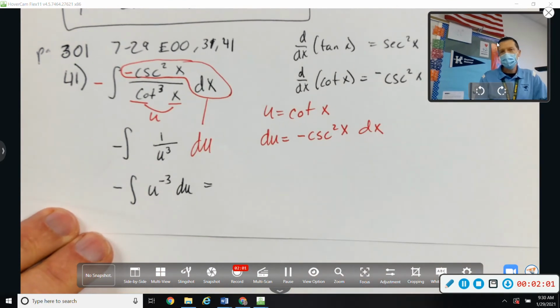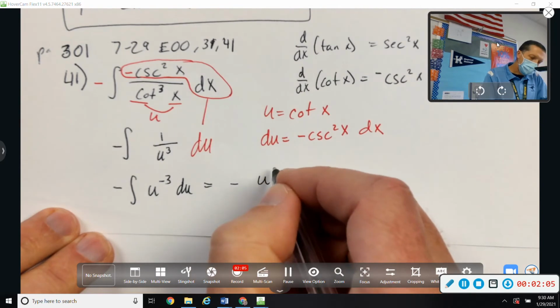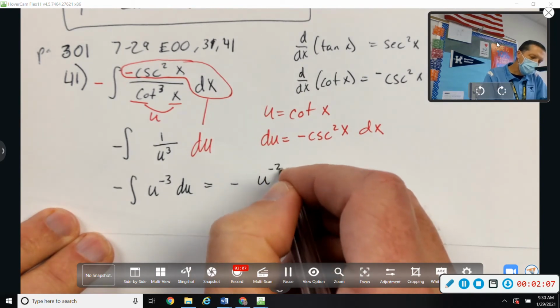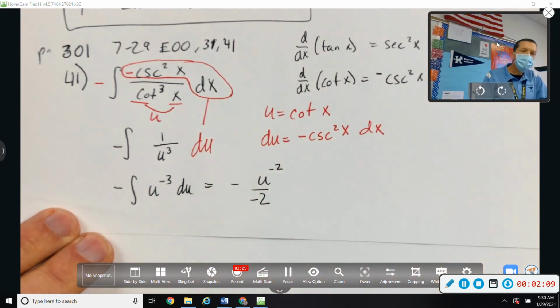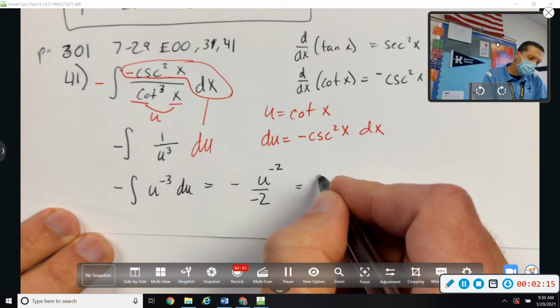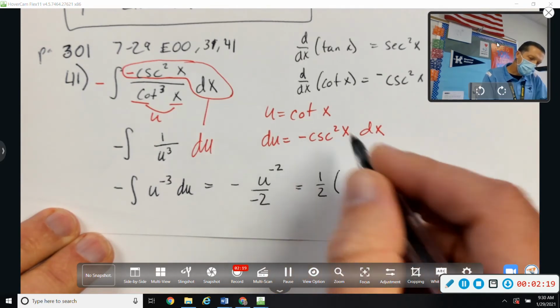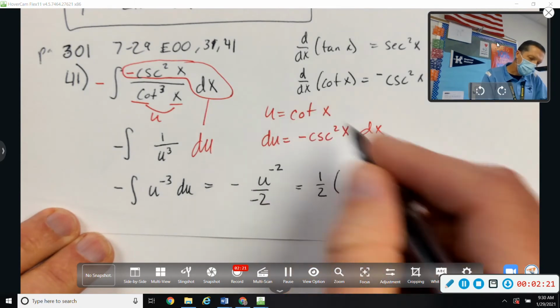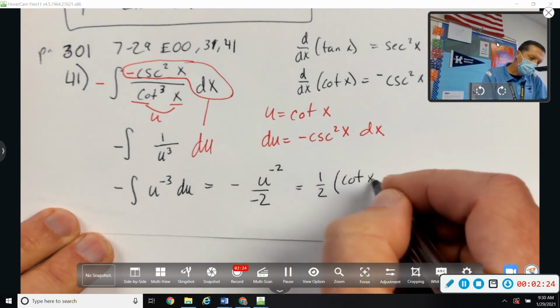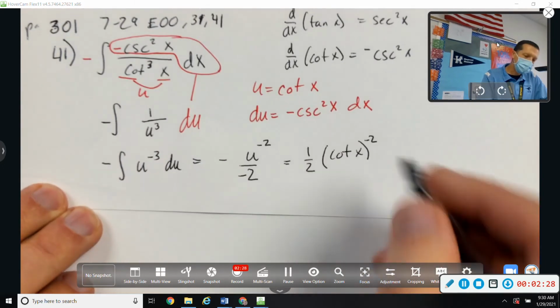So increase the power by 1, divide by the new power. So u to the negative 2 divided by negative 2. And I still have that negative out front as well. So this would be 1/2. Let's see, u was cotangent. Cotangent of x to the negative 2. Which is an okay answer.